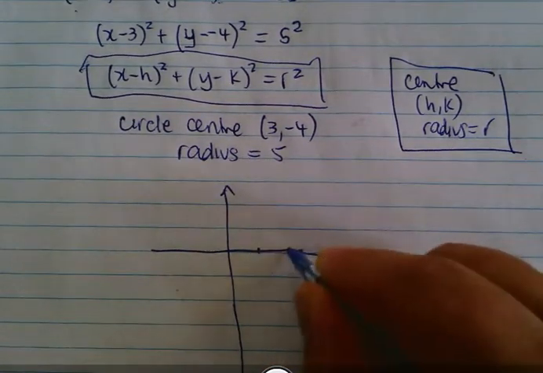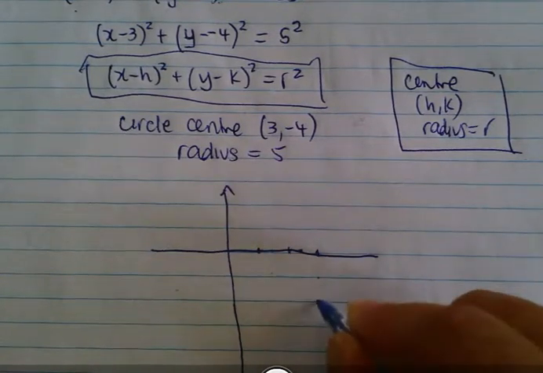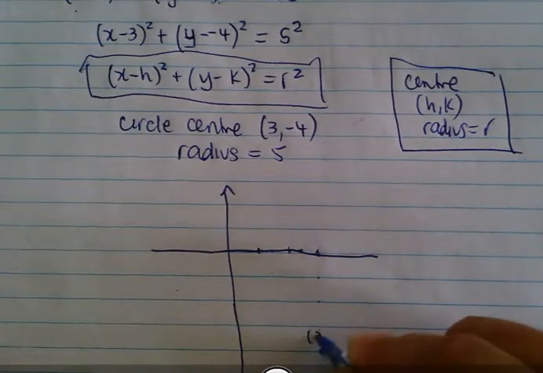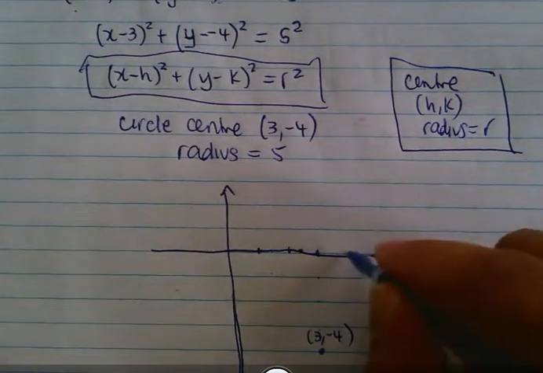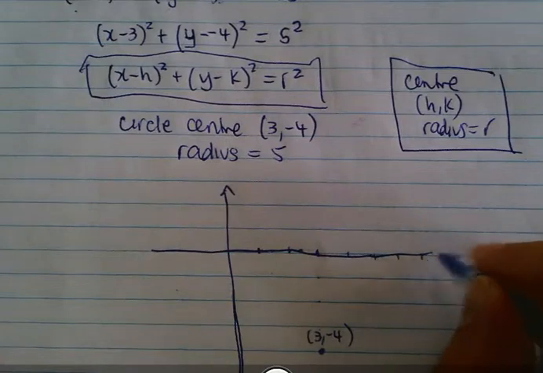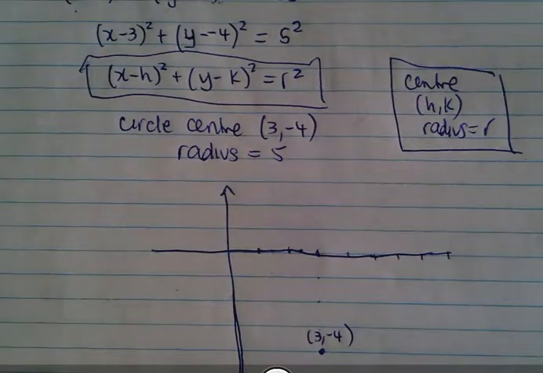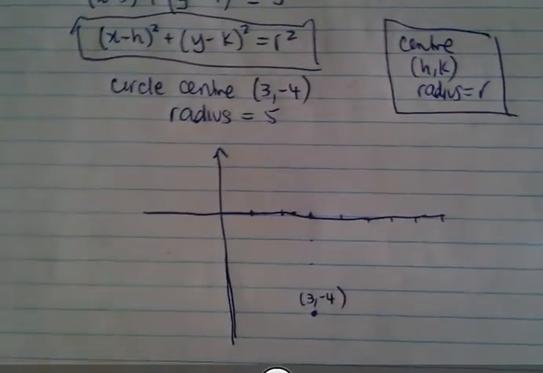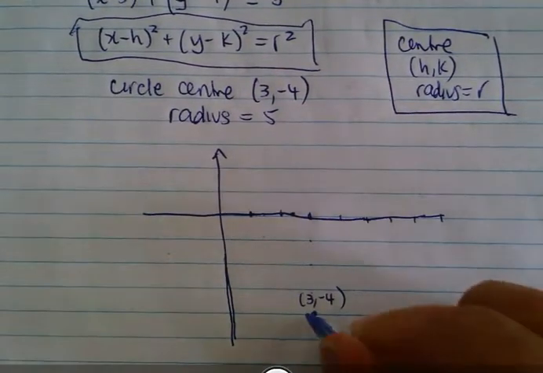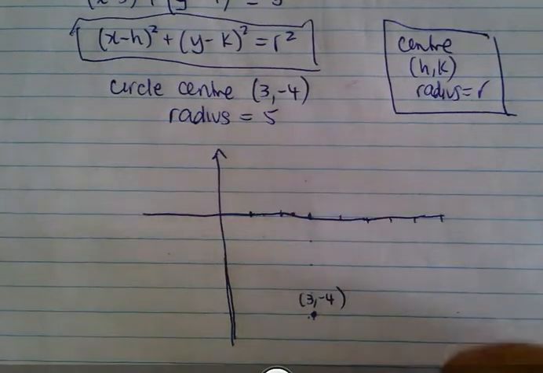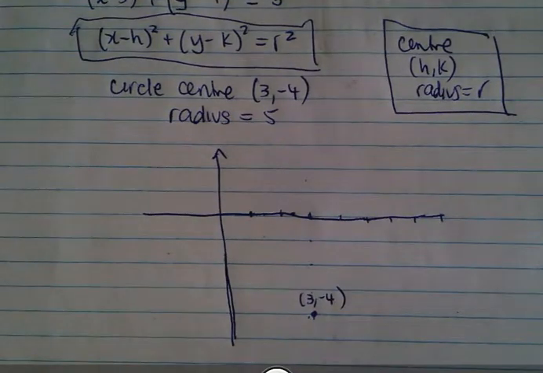So across 1, I'm just trying to keep it to scale a bit. Down 1, 2, 3, 4. That's your 3, negative 4. But just be very careful, it's going to be a bit hard to sketch. You've got to draw radius 5. So if you were to sketch this from here, you need to go 5 to the right, 5 to the left, 5 up, and 5 down to draw the circle, okay, with radius 5.